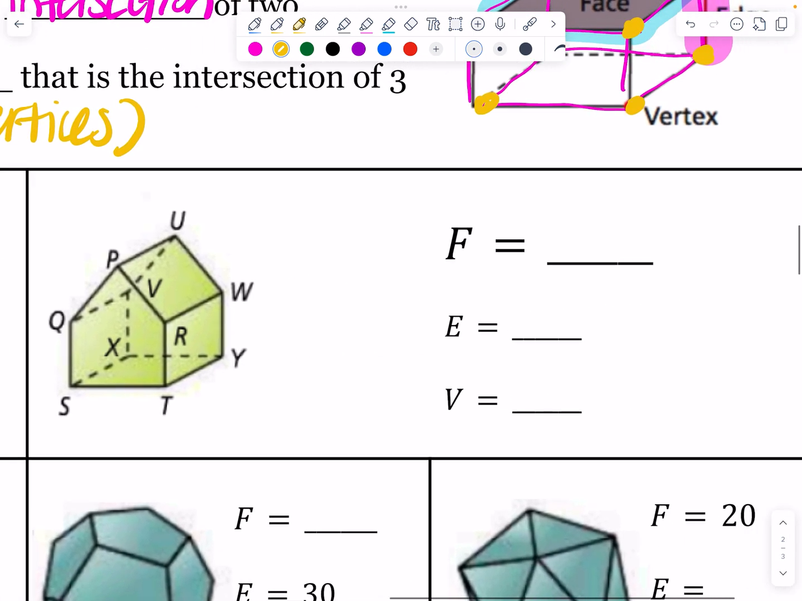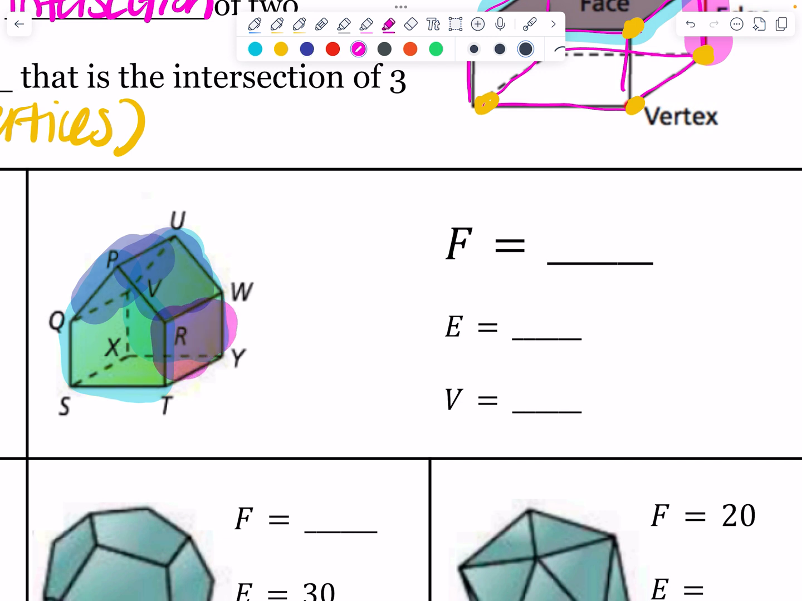All right, what about this house? Y'all, we've been drawing these since we were little. I would have the front of the house and the back of the house. So that's 1, 2. And then I would have 3 on the roof, 4 on the roof. I would have the walls, 5, 6. Then I have the floor, 7. So I would have a total of 7 faces.